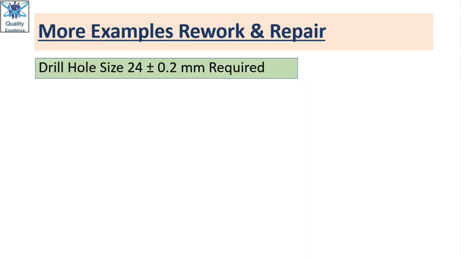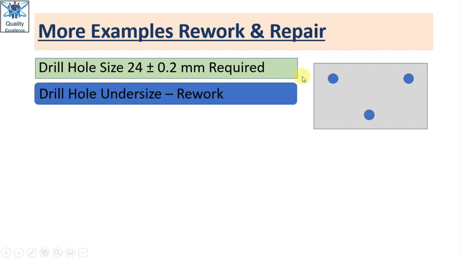Now let us have some more examples of rework and repair to understand better. Now there is a rectangular plate, you can see this, and we want 3 holes of 24 plus or minus 0.2 mm diameter. So these are 3 holes, and when we checked one plate, we found that the drilled holes are undersized, so the diameter is less than required.